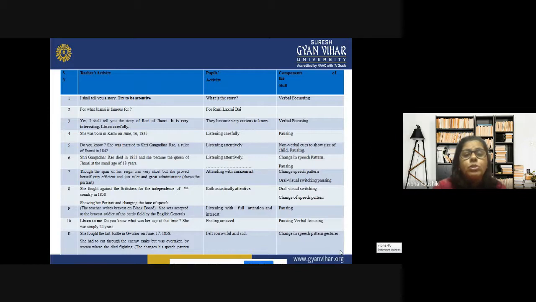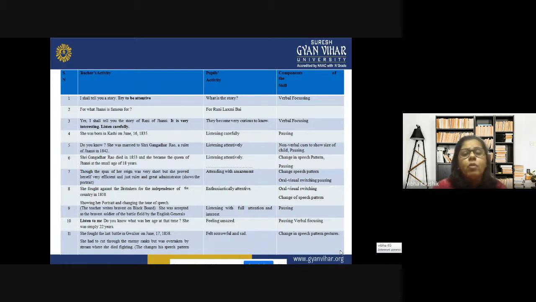Do you know she was married to Sri Gangadhar Rao, a ruler of Jhansi, in 1842? Listening attentively. Non-verbal cues to show size of child, pausing. Sri Gangadhar Rao died in 1853 and she became the Queen of Jhansi at the small age of 18 years. Listening attentively, change in speech pattern and pauses.